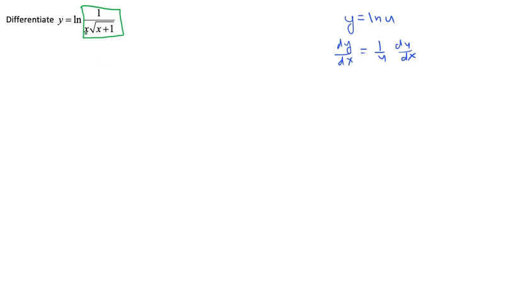But is there another way to do this? The answer is yes. This is a logarithmic function, so we can actually expand this first. What do we mean by expand? Well, using the laws of logs, we get y equals ln of 1, that's the term in the numerator, minus ln of x, minus ln of radical x plus 1.